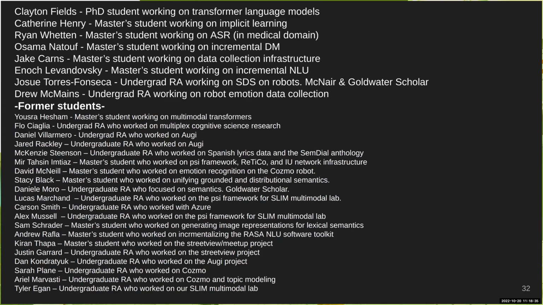Some students, I only have the students, like I said, in my direct research group, not really anyone from bigger projects that I've worked on. These are the students who are still in my group right now. I hope I haven't forgotten anybody, and then former students who have moved on to bigger and better things.